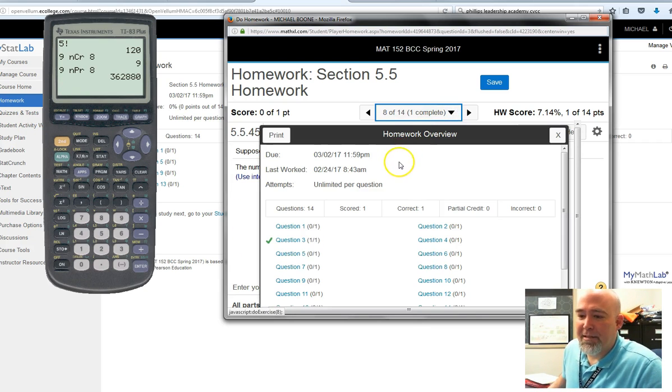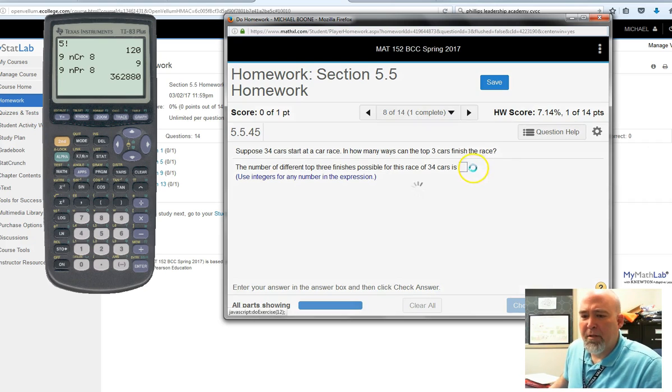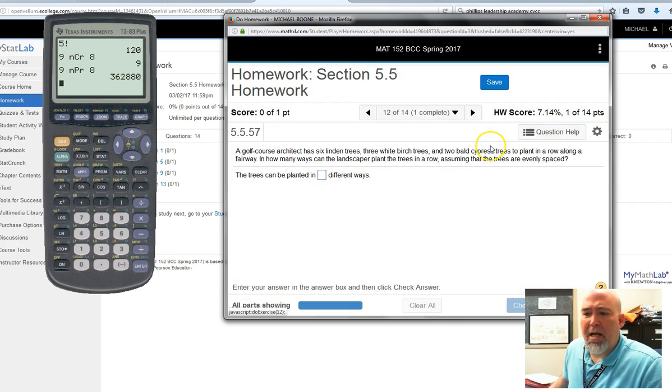And lastly, I want to look at number 12. It's looking at distinct items. A golf course architect has 6 trees, 3 white birch, and 2 bald cypress trees to plant in a row along a fairway. How many ways can the landscaper plant the trees in a row, assuming that the trees are evenly spaced? So this is one where we're looking at permutations with distinct or non-distinct items. So I have a total of 6, 3, and 2, so I have 11 trees.